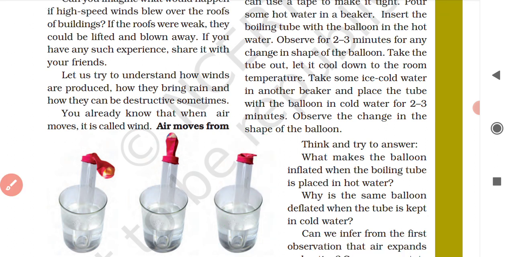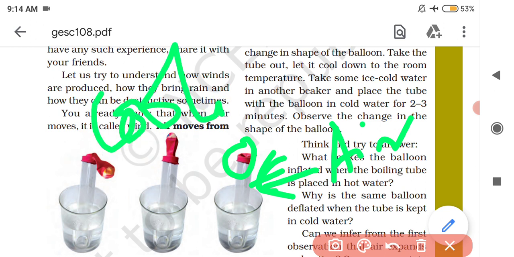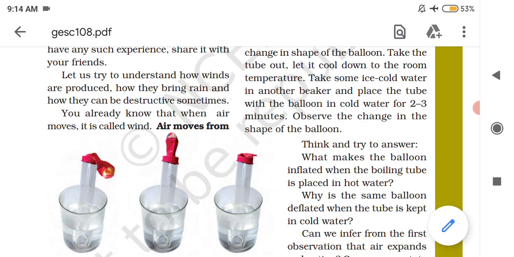Why does it get deflated? It gets deflated because the air which is present in the boiling tube will contract. The air present in the boiling tube and also in the balloon will now contract on cooling. Due to which its volume decreases, the volume of the air decreases and the balloon gets deflated. Clear? Understood?